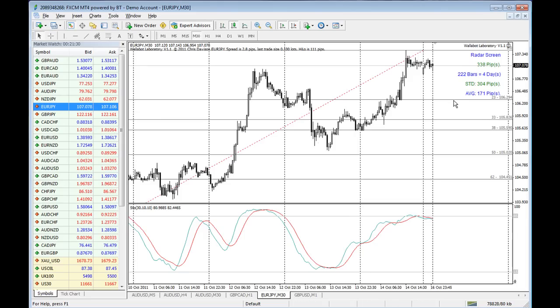So we could look at a pullback down to 106.29 and below, and then a move back up above that 106.29 for a buy trade with the trend on this euro-yen currency pair. The yen seems to be weakening right now. It's the dawn of a new day for the yen. It seems like maybe the rout is over, and there's been a change of sentiment, and we've got a resurgent dollar against the yen and a resurgent euro against the yen.